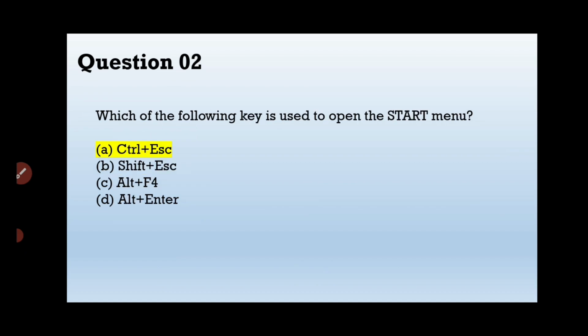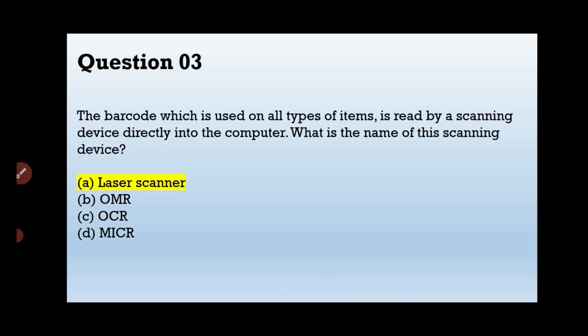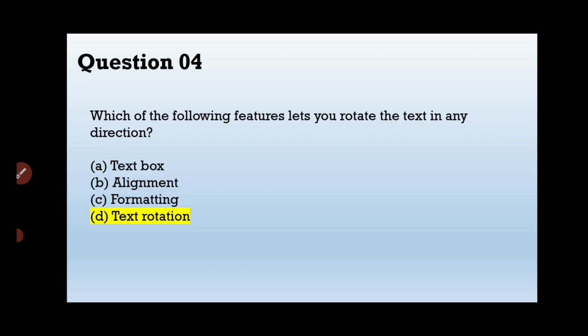Question 2. Which of the following key is used to open the start menu? Your correct option is option A, control plus escape. Question 3. The barcode which is used on all type of items is read by a scanning device directly into the computer. What is the name of this scanning device? Your correct option is option A, laser scanner.